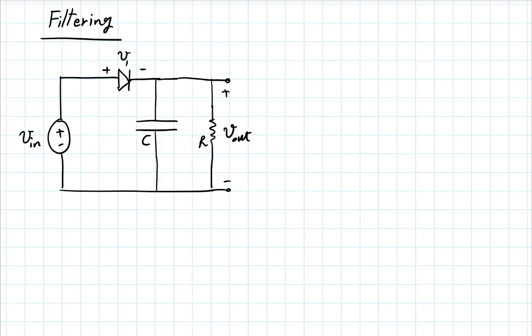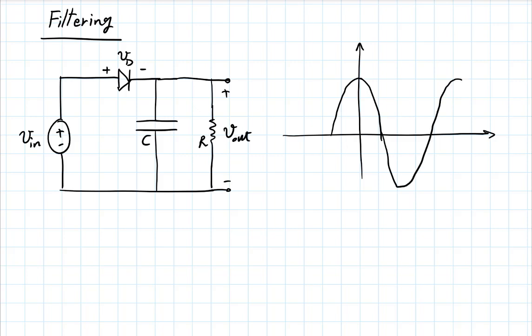So it's VD with an ideal diode. And we have the input voltage, same as before. And so this is V in. And it has a peak value.